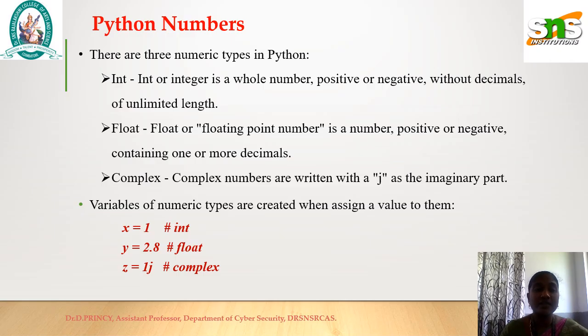Python numbers. There are three numeric types in Python: integer, float, and complex. Integer is a whole number. It may be either positive or negative, and it does not have a decimal part. Float has a decimal part, that is a floating point number. It may also be a positive or negative number. It must contain one or more decimal values. Complex numbers are written with j as the imaginary part. It has a real part and an imaginary part. For example, x equal to 1 is an integer, y equal to 2.8 is a float, z equal to 1j is a complex number.